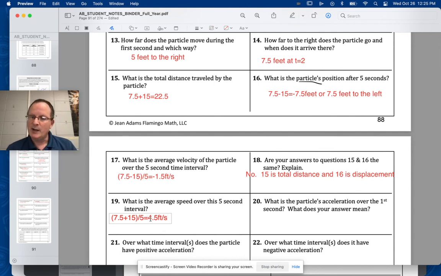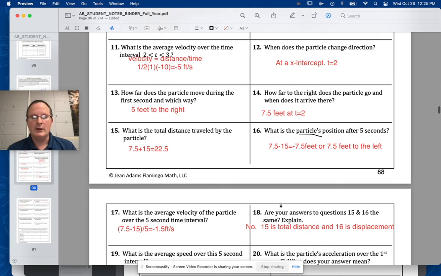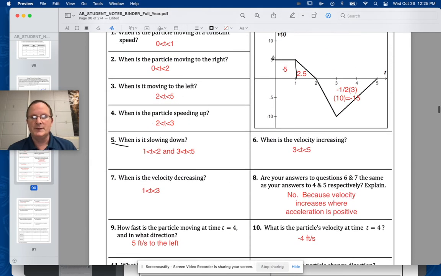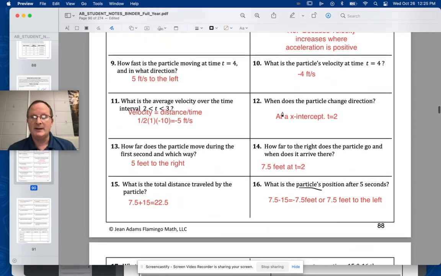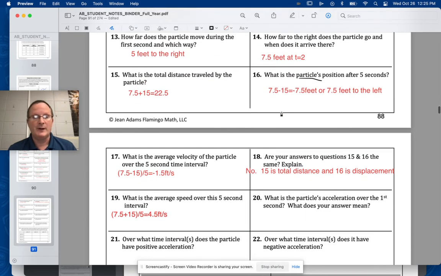Number 20, what's the particle's acceleration over the first second? All right, 0. Because it stayed 5 the entire time, right? And there was no change to velocity whatsoever. And also the slope, you could think of it that way. Probably the best way to say it. 0. And your answer means the velocity did not change over the first second.